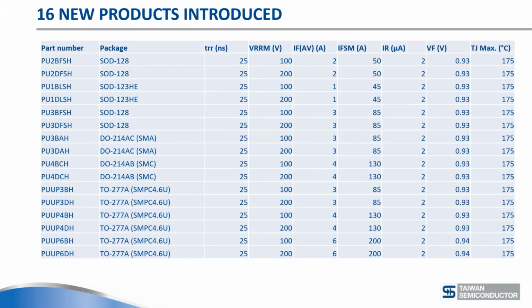If we look at the table here, we have 100 and 200 volt versions and different current ratings. The only thing I would like to point out to you is that the VF is 0.93. If you could please memorize that for some slides afterwards, I think that would be a good number to remember. And the junction temperature, of course, here is 175 degrees C.